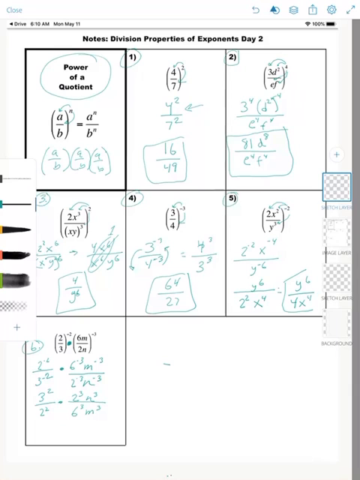Now there's no reducing we can do with the variables, but we can with the whole numbers. So there's different ways you could go about this. I like to reduce before I multiply everything out.